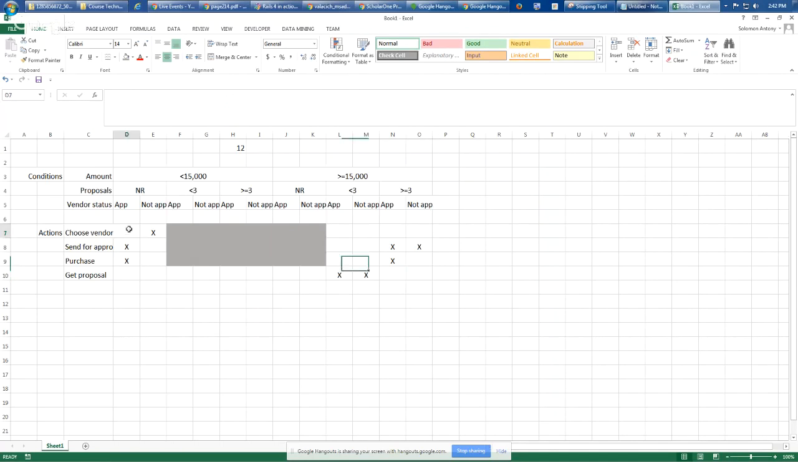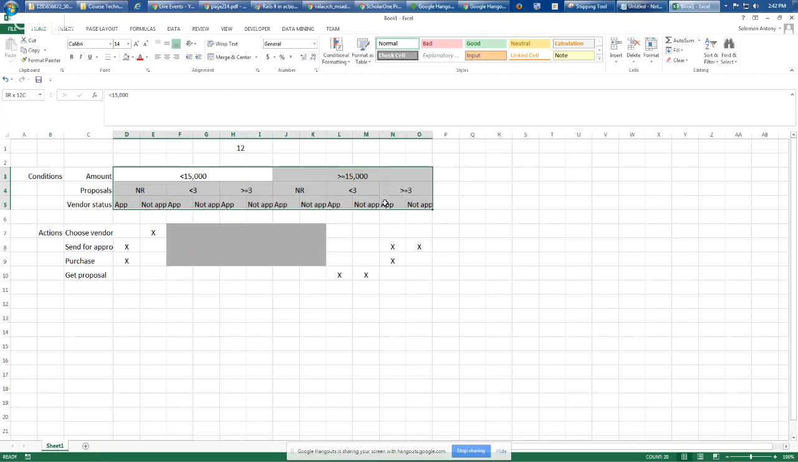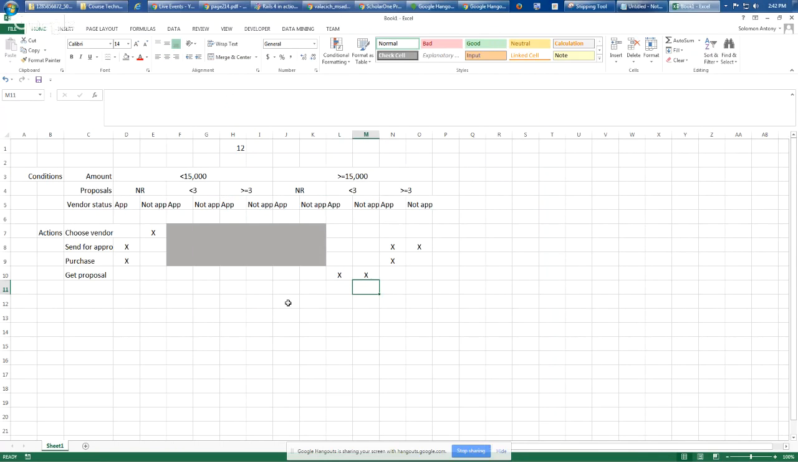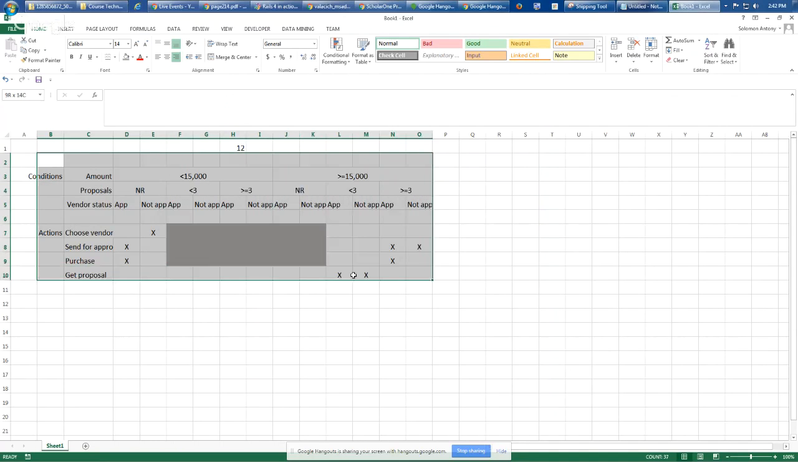All right, so we got 1, 2, 3, 4, 5, 6, 7, 8. 8 different rules have been identified, and there are 12 combinations possible, of which we use 8. And this way we can build the decision table. So let me rename this as 346.